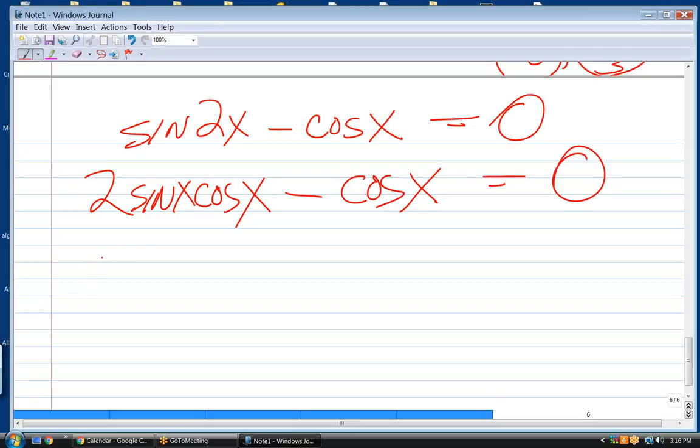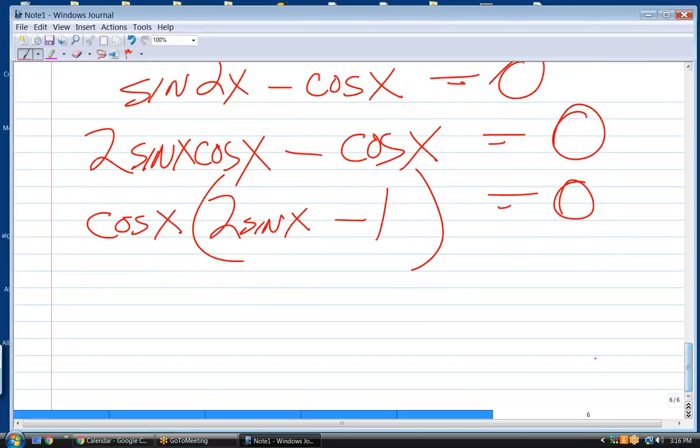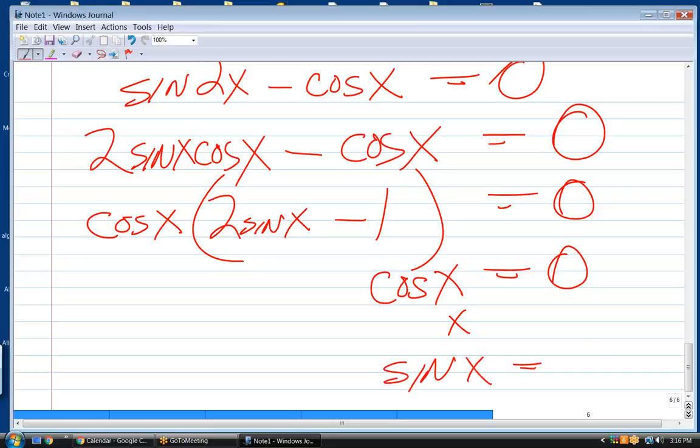Next step, I can factor out cosine. What do you have left? I'll have 2 sine minus 1. Next step. Then I'll do the same thing, cosine equals 0. Then sine equals 1 over 2. That's the same answer we got last time?